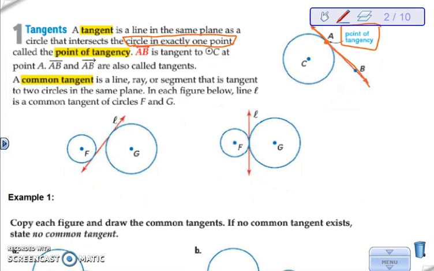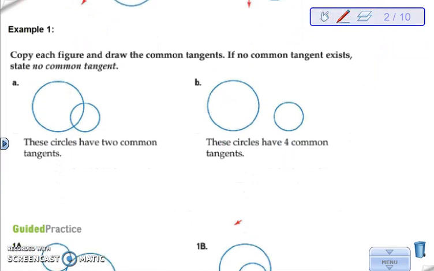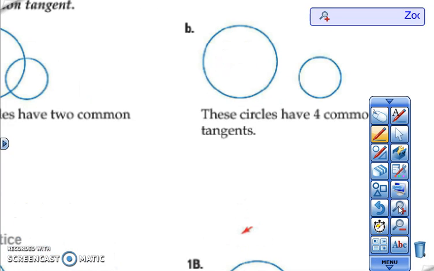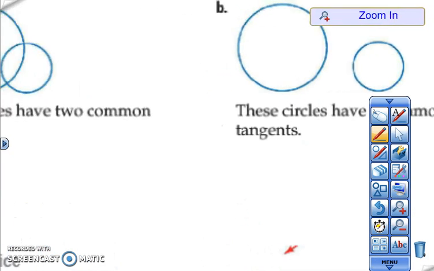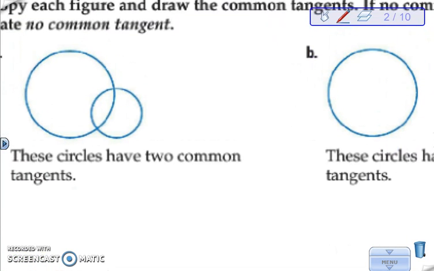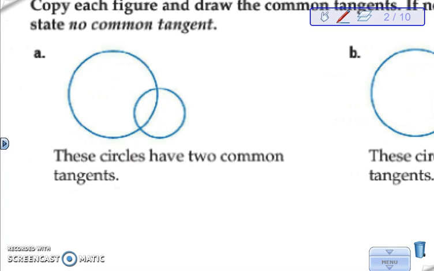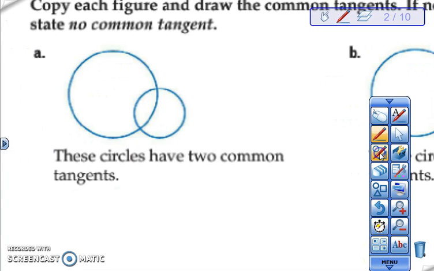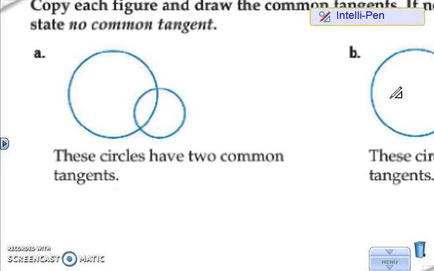Another vocab term we need to be aware of is common tangent. So a common tangent means that it is a line that is tangent to multiple circles, or it's a tangent line that the circles have in common. So when we are drawing our tangent lines, we need to make sure that the lines intersect the circles, but do not cross through them. Again, intersect, but not cross through.